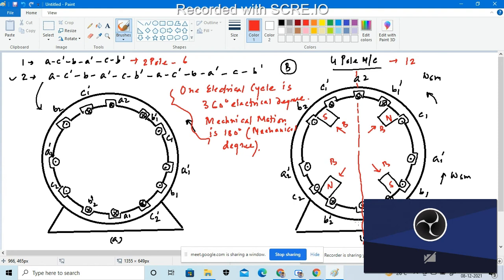Yes? Sir, the cross section is from the middle, sir. Yes. Anyway, from any side you can cross check, and you will draw the winding diagram. If the rotation is counterclockwise, obviously, then what actually happens?